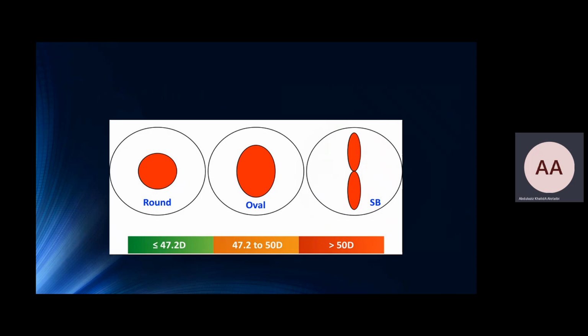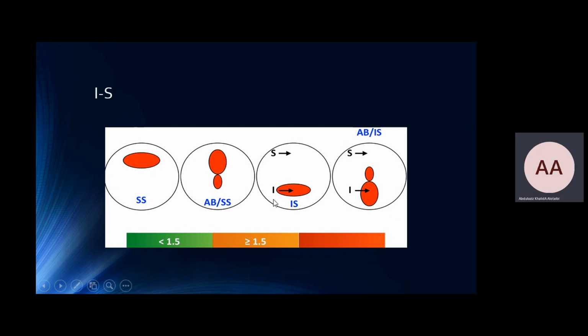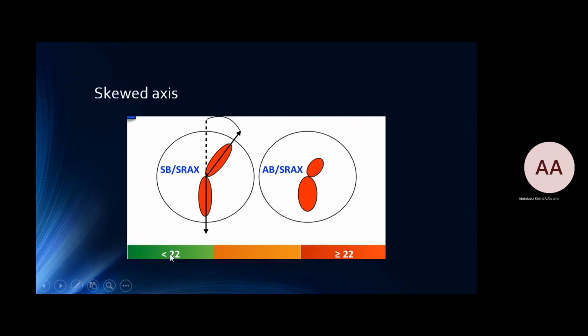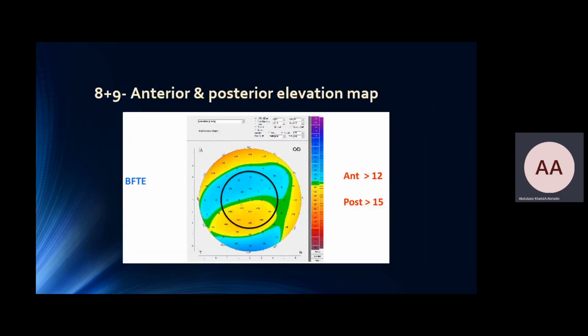Now these are group A patterns. If the keratometry readings are within normal, then it is considered superior inferior difference. If the superior steepening is more than inferior, it should be less than 2.5. If it is inferior steepening more than superior, then the difference should be less than 1.5. Skewing in axis, as we mentioned, should be less than 22 to be considered normal. Now we have special shapes, butterfly, crab claw, and vertical D, which is abnormal.